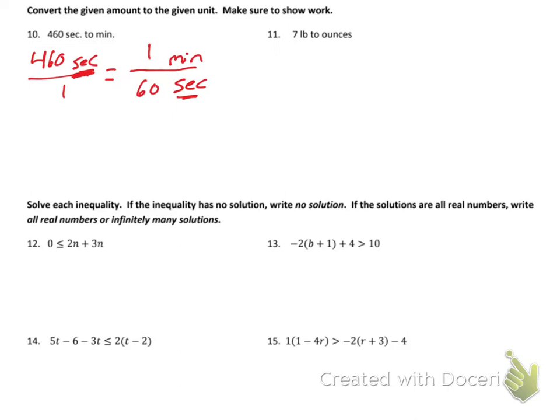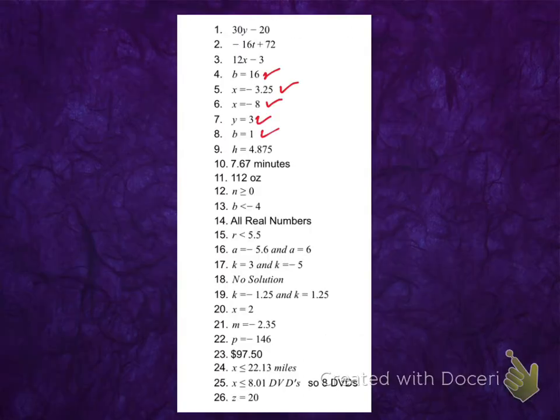So then what I do is I cross multiply this way. So 460 times 1 is going to be 460, and then I divide it by 60 seconds. So 460 divided by 60 is going to be 7.6 repeating minutes. Check our answer quick. So 7.67. So we're good to go on those.